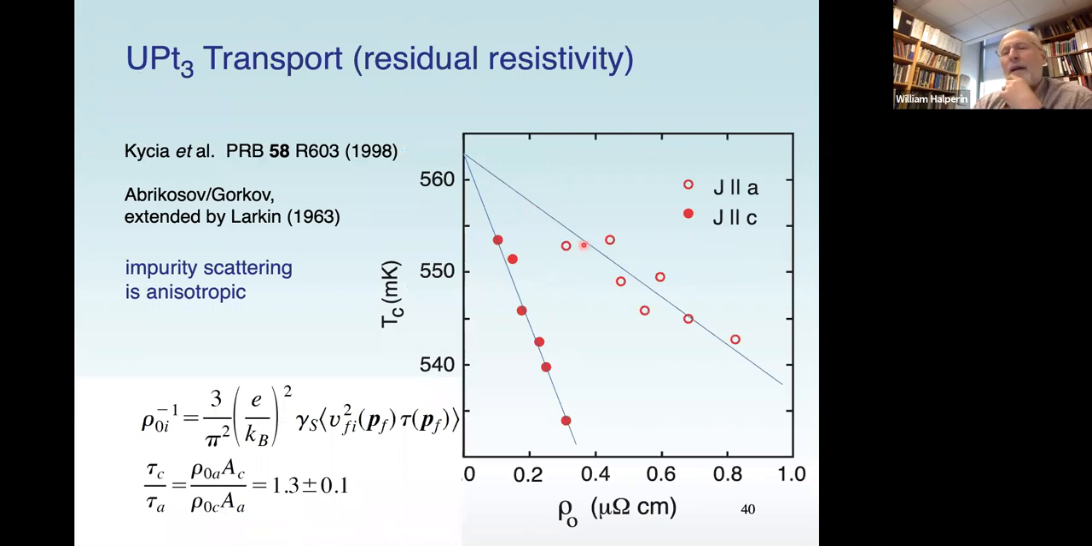Jim showed this graph before in his talk last week, which is for different samples with different zero temperature resistivities. You get different TCs. But for a crystal which has this TC of 550, what you observe is an anisotropy in the zero temperature resistivity for that particular crystal, which you can easily measure.